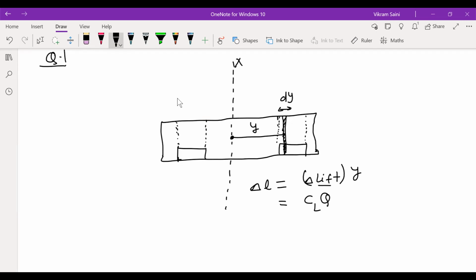What is the area of this strip? It has a width of dy. And what is the length of this? If it's a rectangular wing, then what is the length of this strip? It's C, the chord. So you have C, then you have dy, that is your area. So CL, Q, C dy, and then you multiply this with y. That is your net delta L.